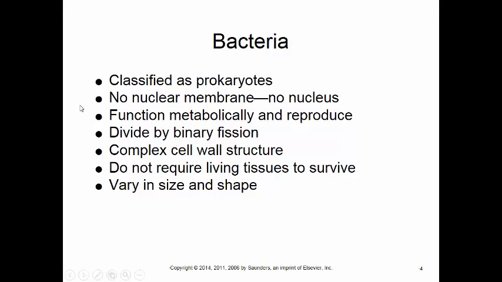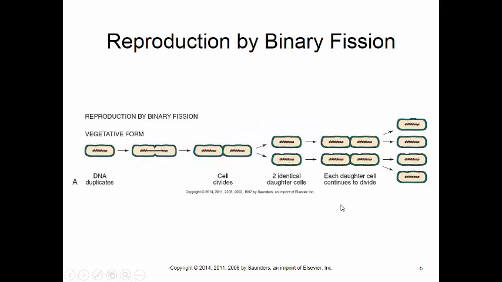They have a very complex cell wall structure, and the cell wall protects the inner cell membrane and the cell. They do not require living tissues to survive. Even though there are a few bacteria that do live as parasites, they don't require it to survive most of the time. And they vary in size and shape, and we saw those shapes earlier.